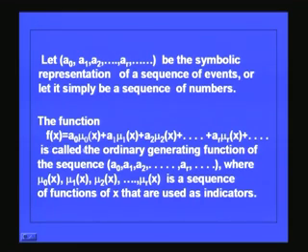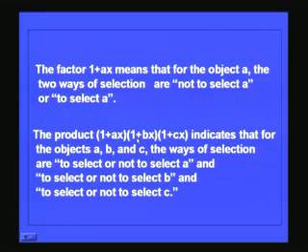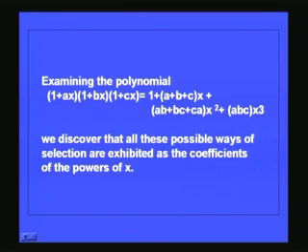If you look back, you see here the sequence is 1, A plus B plus C, AB, BC, CA, AB plus BC plus CA, and ABC. And if you use 1, x, x squared, x cubed, etc. as indicator functions, this is the ordinary generating function.